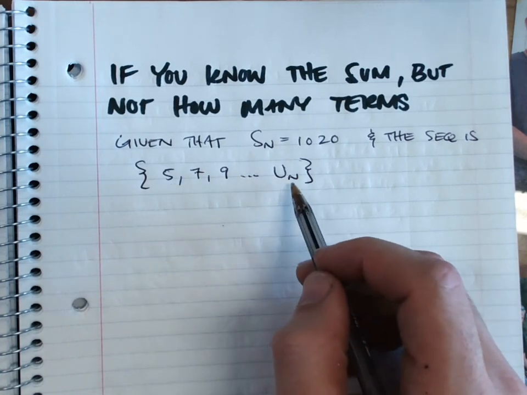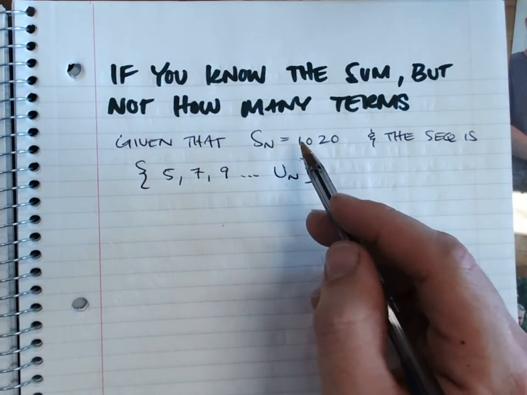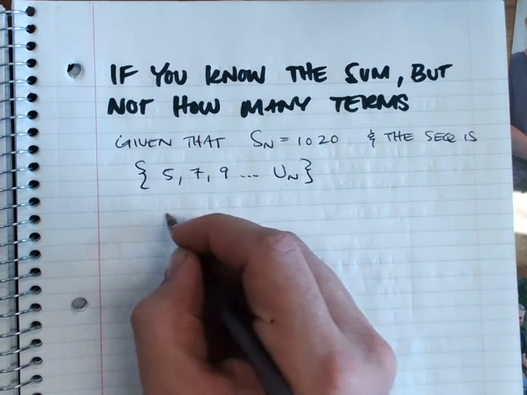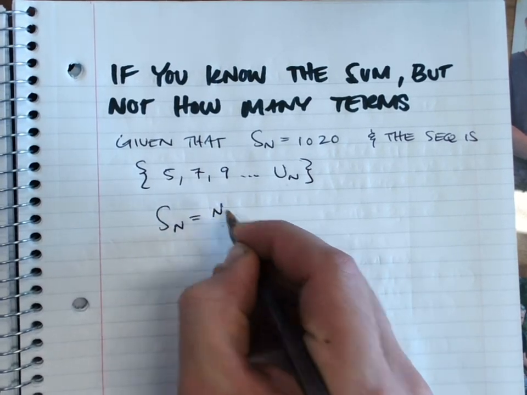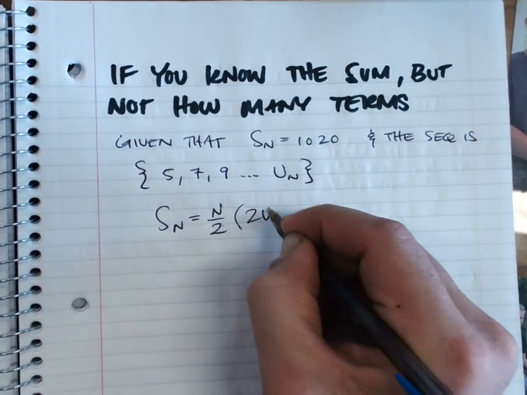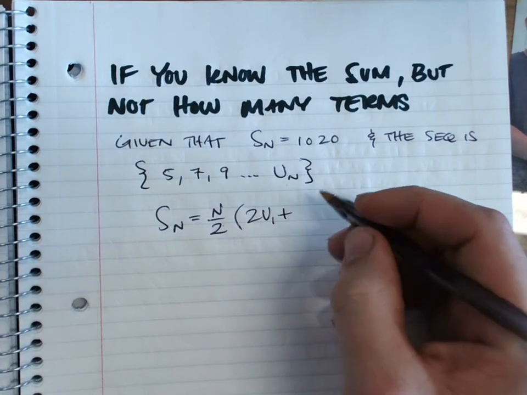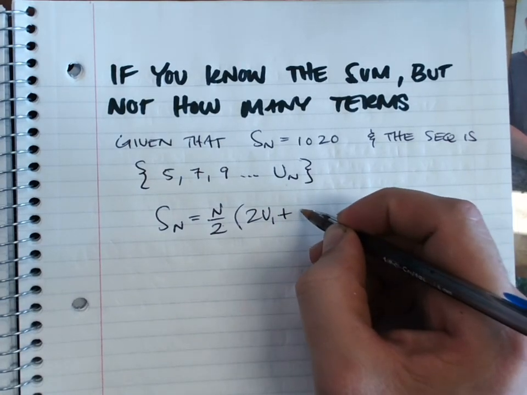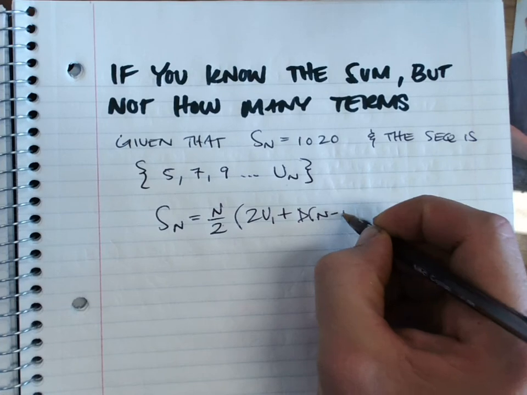And there's a clever way to do this. This is going to require us to know the equation. Which equation to use is this one: Sn equals n over 2 times 2u1 plus d(n minus 1).